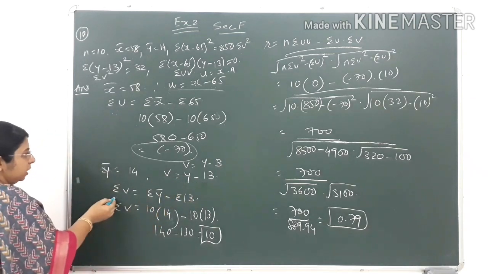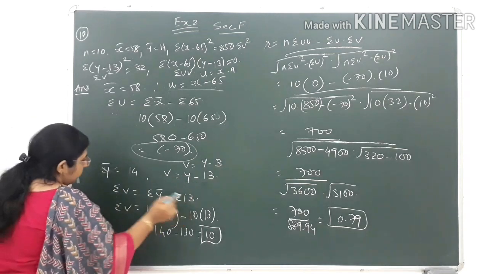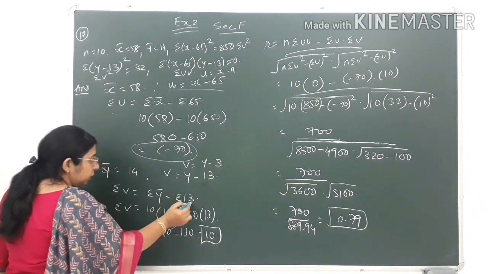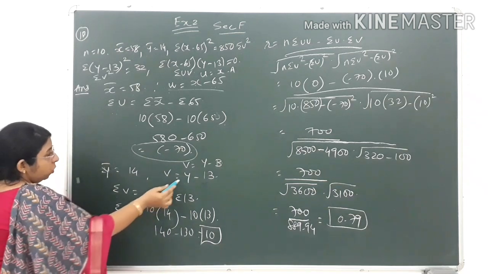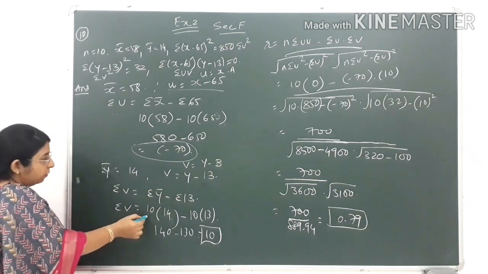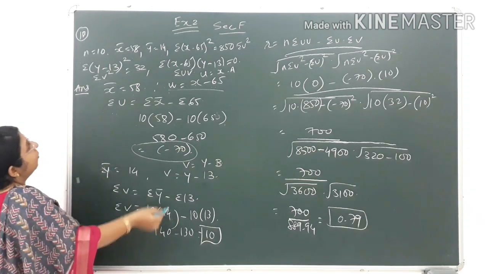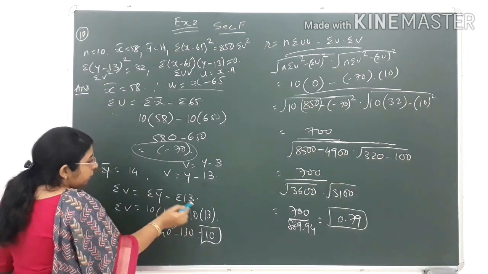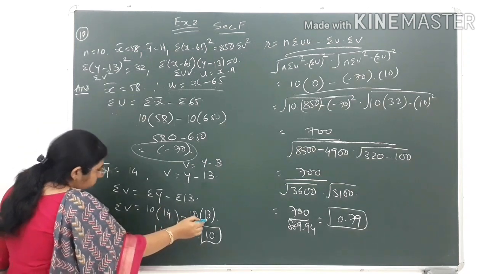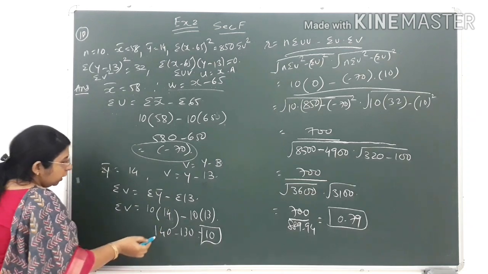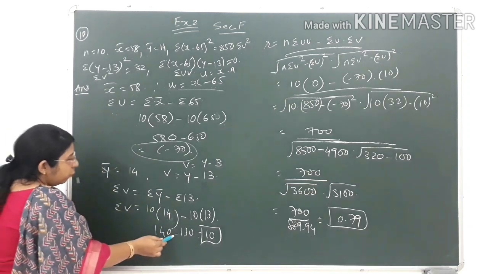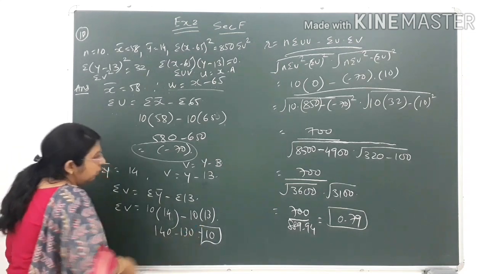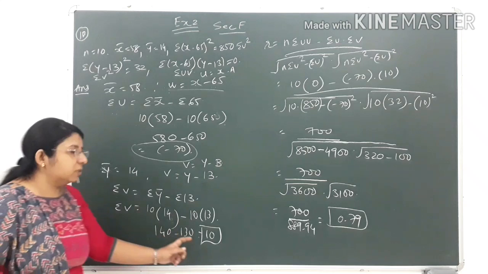So we have to find sigma v. Placing sigma in front of every data, sigma v is equal to sigma y minus sigma 13. Sigma means 10 observations, so we have 10 and the y bar value given in the question, that is 14, minus 10 and 13, which is already given to you as the value of b. Now 10 into 14 would come to 140. 140 minus 10 into 13, it would come to 130. So 140 minus 130 would be the value of sigma v, that is 10.